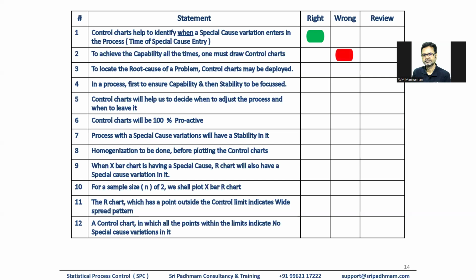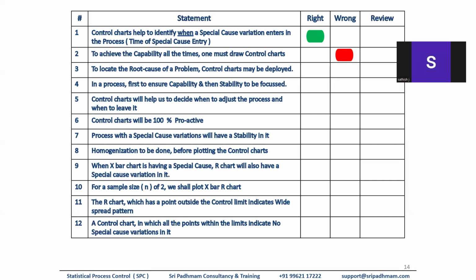Wrong. Only when your process is stable and capable, go for control charts. Clear or not clear? Only when your process is stable and capable, go for control chart. Then control charts will definitely help. This is where many companies are wrongly making practices. Clear? Okay, sir.